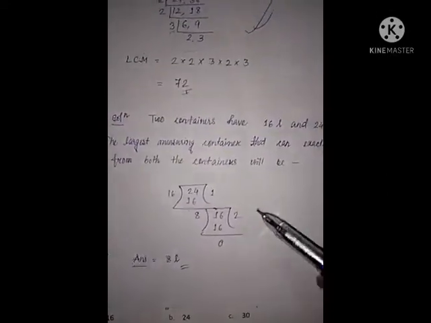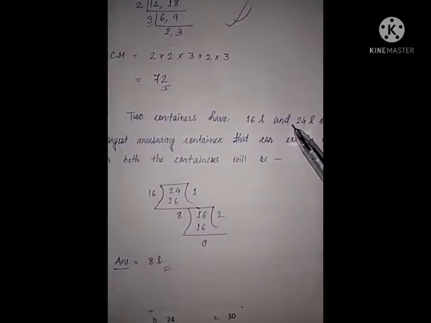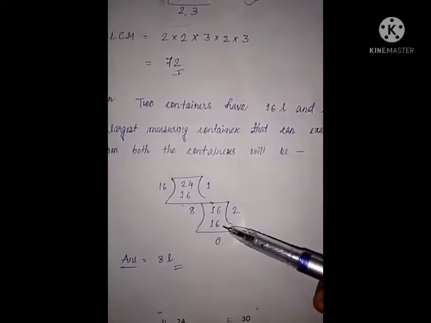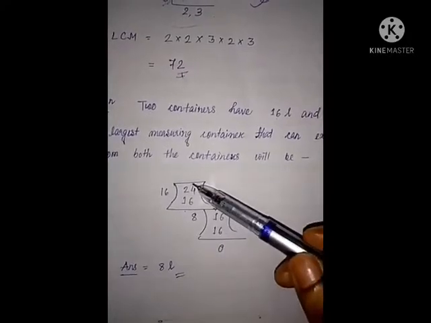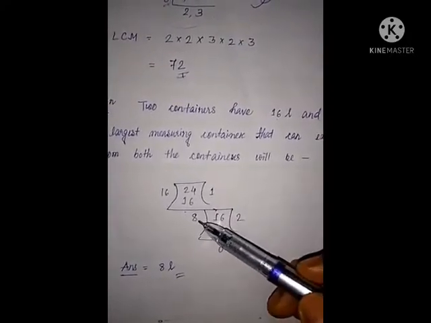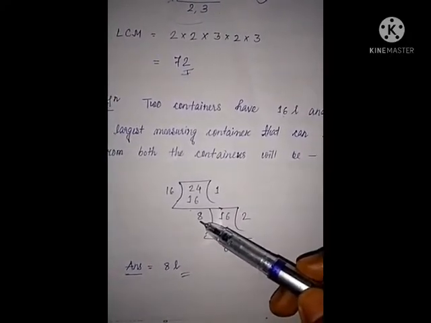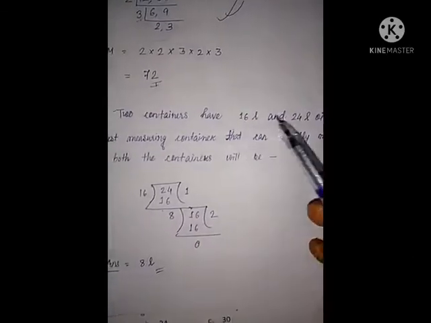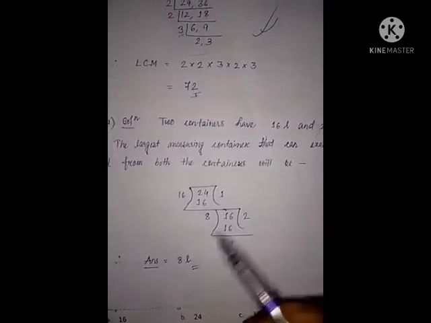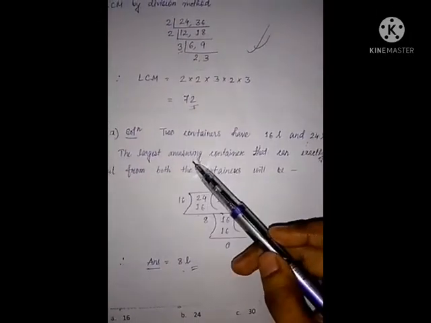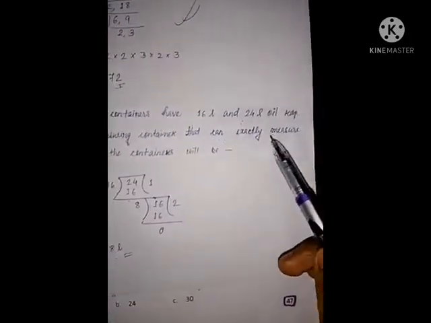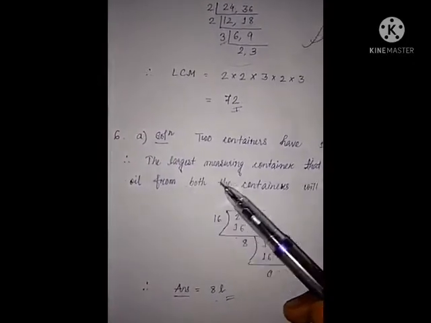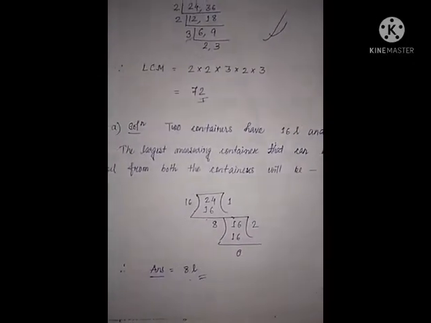To find the HCF of 16 and 24, I have used the division method, okay? After the division method, the last divisor we found is 8, and 8 is the HCF of 16 and 24. So the answer is 8. The largest measuring container that can exactly measure oil from both the containers will be 8 liters. Understand?